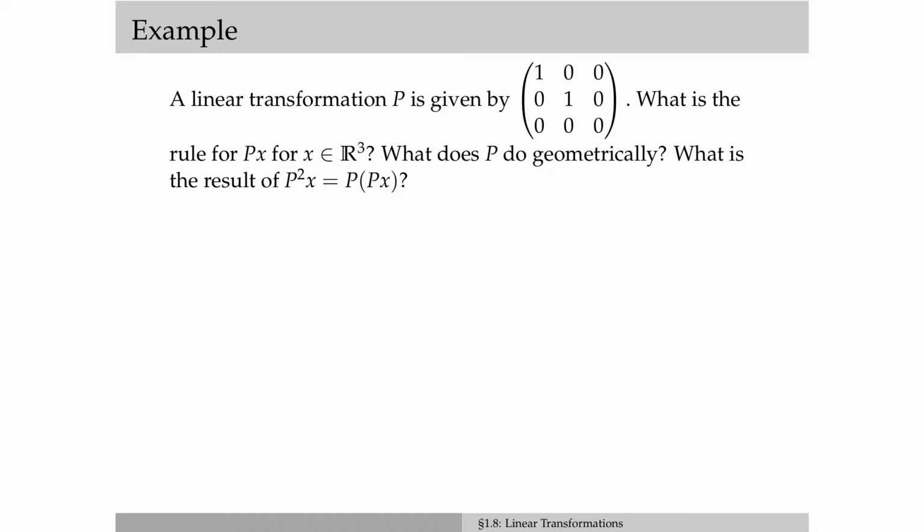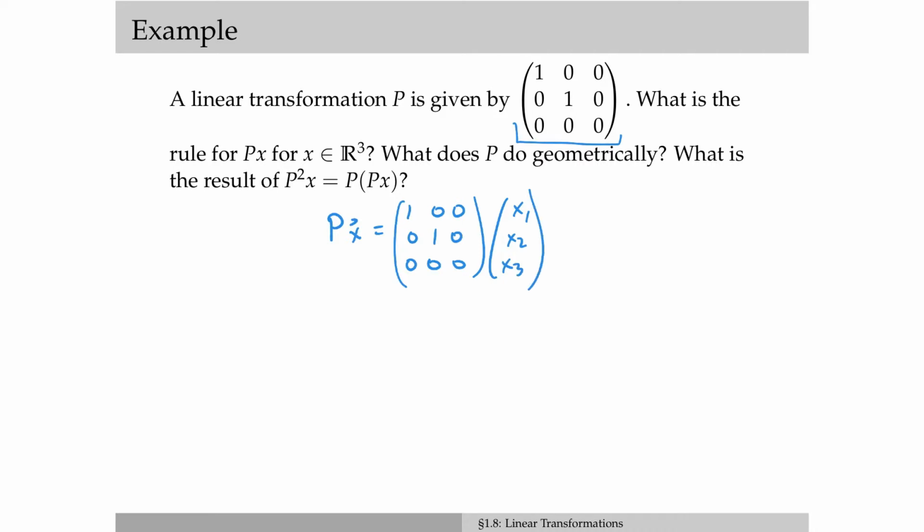All right, next up. A linear transformation P is given by this particular matrix. So what do I mean by that? I'm saying I have a linear transformation P, which acts on X by doing the matrix 1, 0, 0, 0, 1, 0, 0, 0, 0 times X, which is X1, X2, X3.